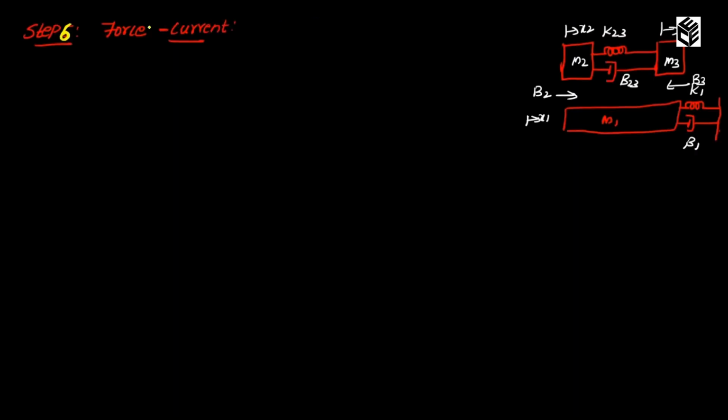Our step number 6 is force current. So what are the assumptions for force current? BMK is replaced by 1 by R, C and 1 by L. Correct. And here force is replaced by current. Also the displacements x1, x2, x3 are replaced by voltages V1, V2 and V3.